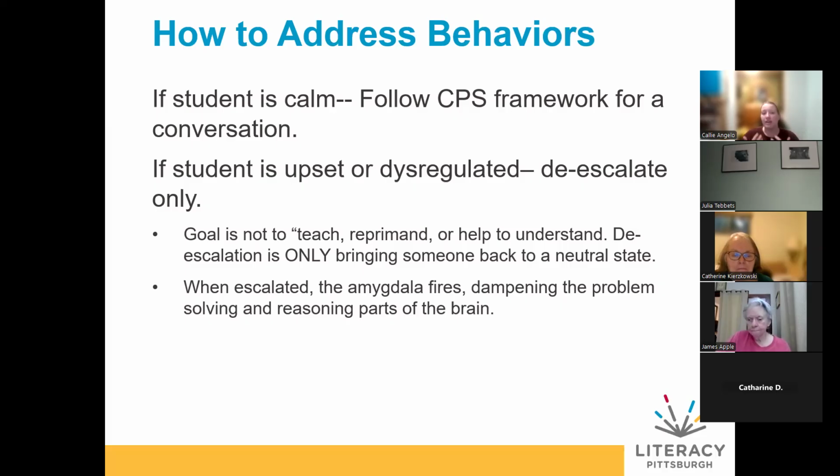In fact, when someone is escalated, the amygdala fires and dampens the problem solving and reasoning parts of the brain. So even if you were to try to teach someone or have it be an impressionable moment, it would not effectively address the behavior, as the problem solving parts necessary are not in prime form at that time.